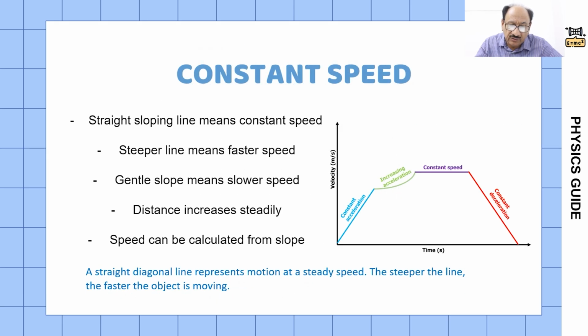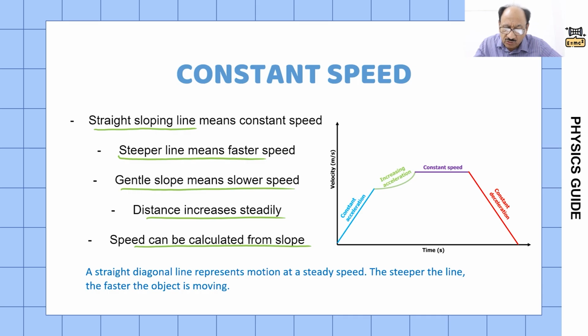So further we can discuss constant speed. A straight sloped line means constant speed. A steeper line means faster speed. A gentle slope means slower speed, and distance increases steadily. Speed can be calculated from slope also, in case of a distance time graph.